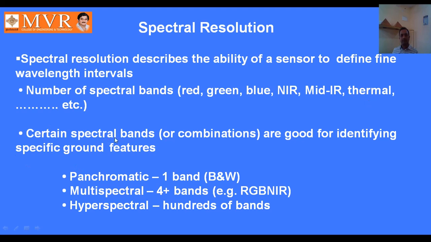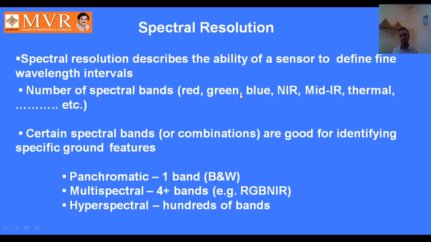The combination of spectral bands is good for identifying specific ground features. I will explain this later. I will show on images how to combine 3 bands and how the ground features appear on the image. If you combine red, green, blue, then you can get a true color, natural color, or false color image.